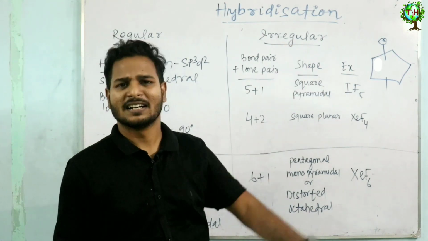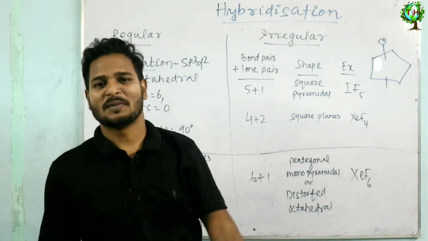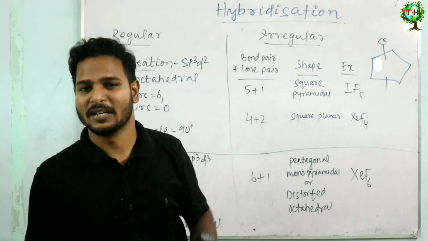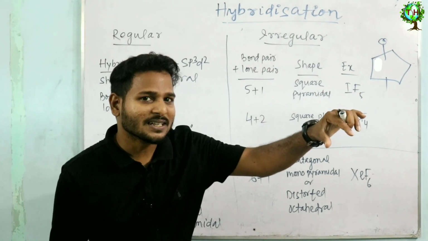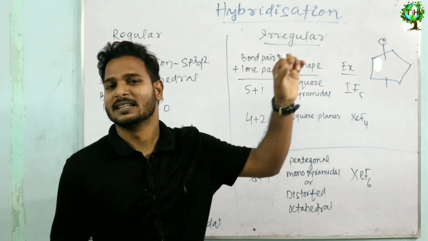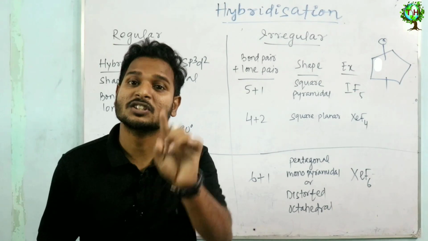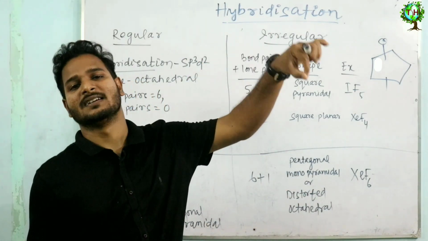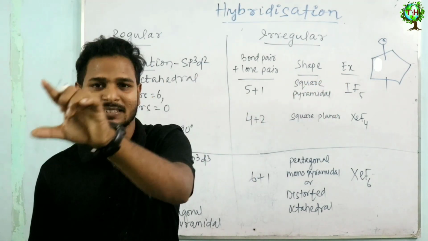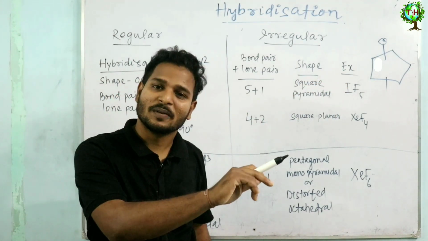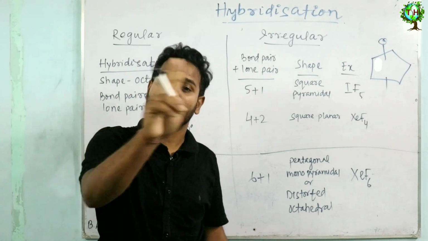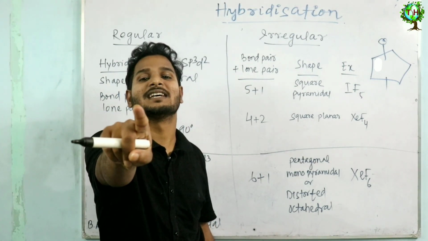Okay? In tetrahedral geometry, in trigonal bipyramidal geometry, in octahedral geometry, in pentagonal bipyramidal geometry. In tetrahedral geometry, 4 bond pairs are there. It is a regular geometry, and the shape is also tetrahedral. But when a lone pair is put instead of a bond pair, there is an irregular geometry. For one lone pair, the shape is pyramidal, but the geometry is tetrahedral. For two lone pairs, the shape is V-shape.